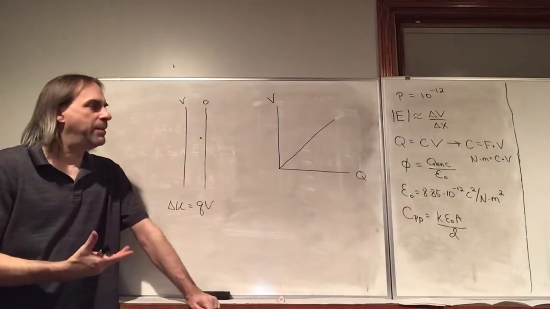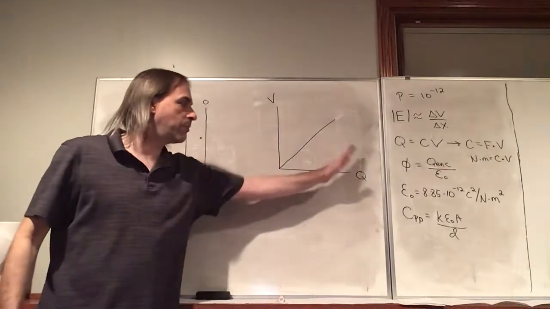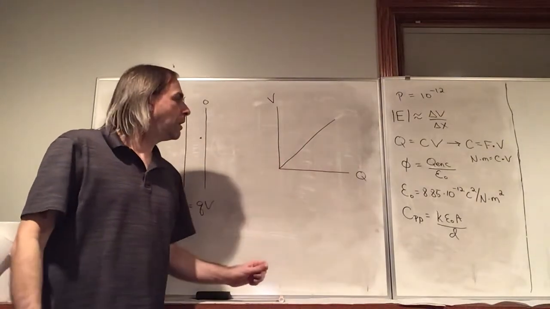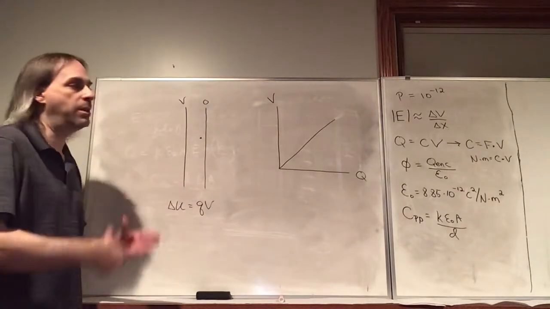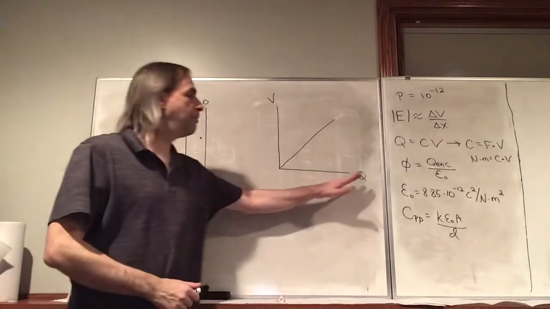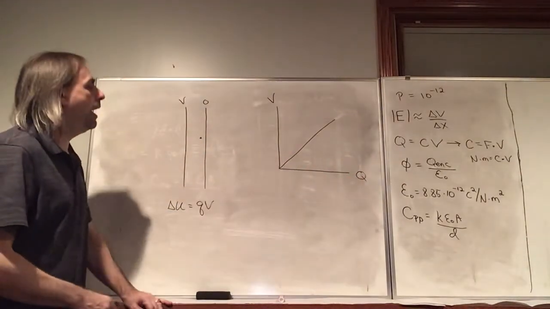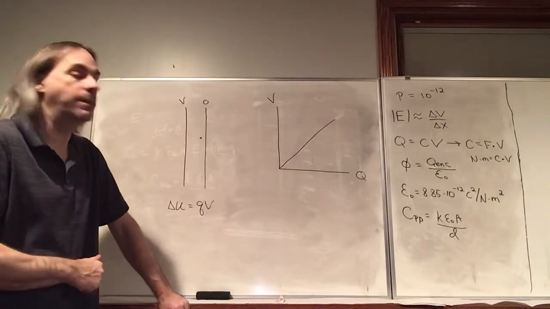Graphically speaking, this is kind of backwards because we apply a voltage and that's what moves the charges over. That's how we do it in practice. But we could imagine just physically pushing charges over, so Q would be our independent variable. And the more charge we move over, the greater the potential difference between the plates.